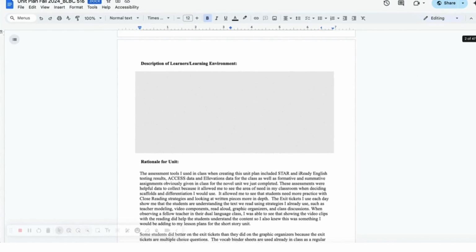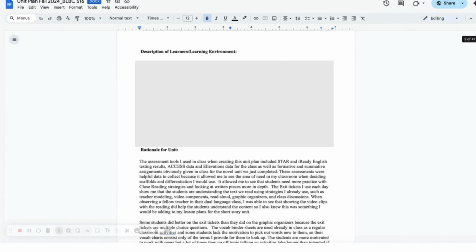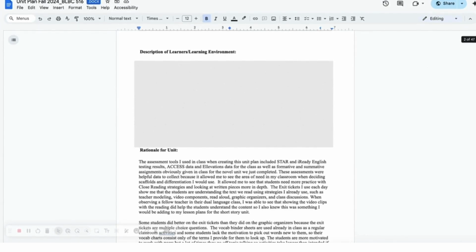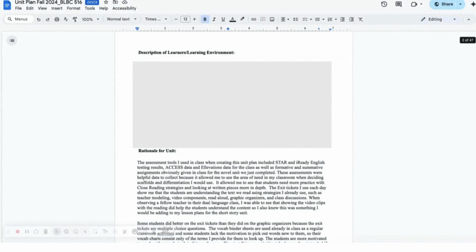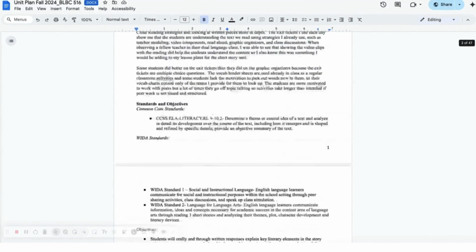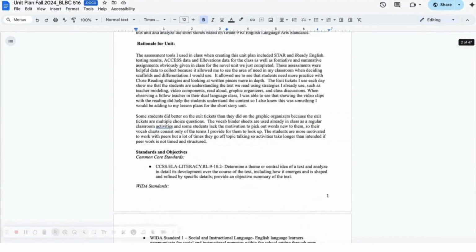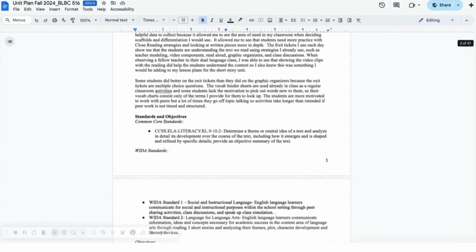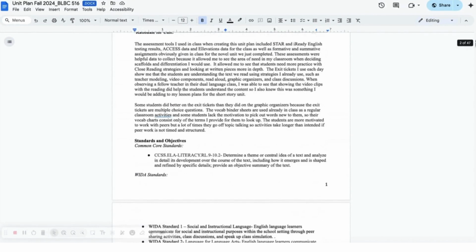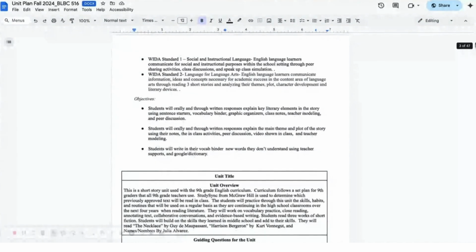So my rationale for this unit was that based on the STAR, iReady and ACCESS data that I looked at for the students, it was obvious that they were not going to be successful if I just threw the regular curriculum at them. So I took one of the units that we had to do, which was the short story unit that the students needed to look at, and I determined how I could take that lesson and have it not only meet the Common Core standards, but also the WIDA standards.